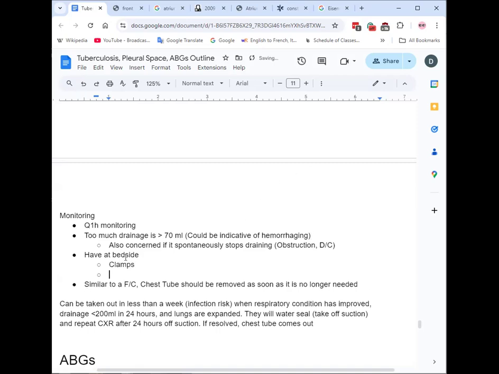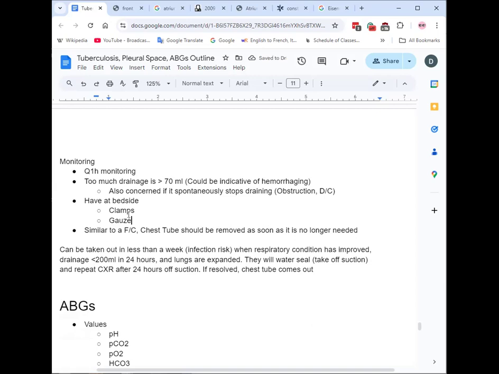You need clamps and gauze. And similar to the Foley catheter, you should remove it as soon as it's no longer needed, just to prevent risk of infection. Yeah, two clamps, the two Kelly clamps, or whatever they're called. If you don't need something invasive in you, then you've got to get rid of it.